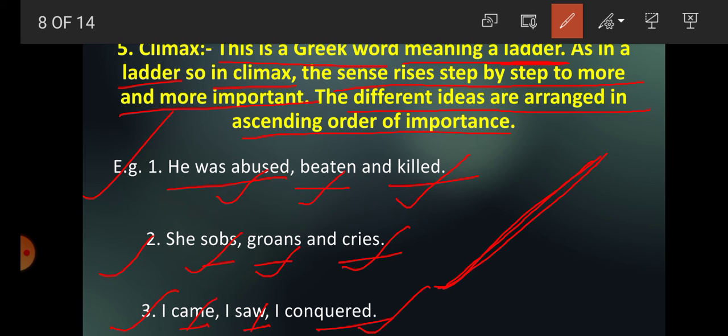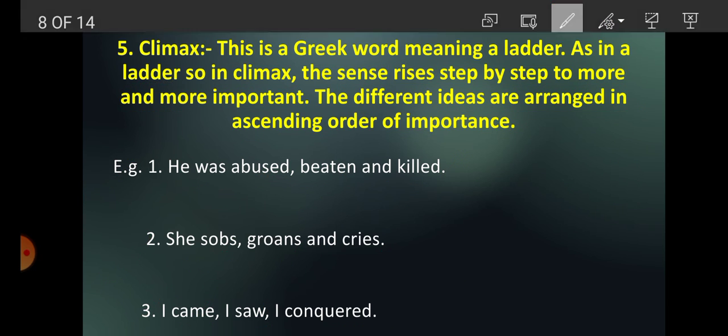So students, here the ideas are written in ascending order of importance, and that's why this is the use of climax.